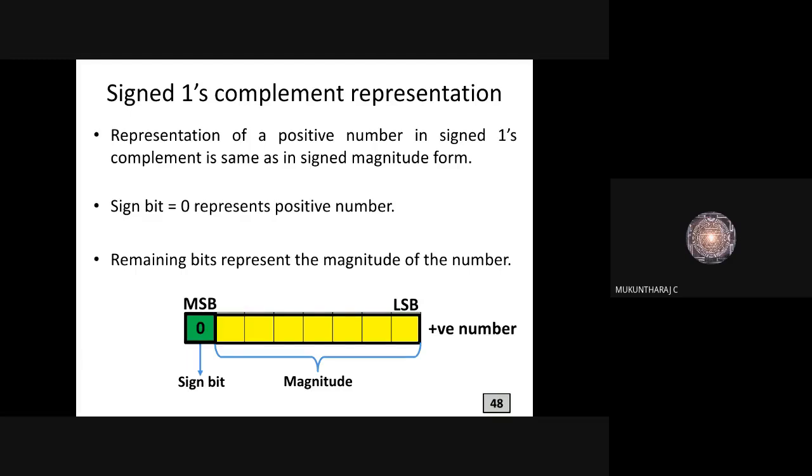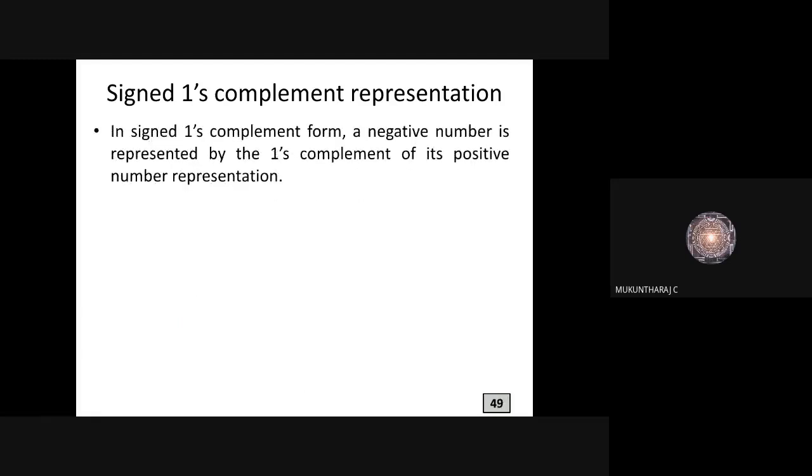In the case of signed ones complement representation, the positive number is as it is in sign magnitude, but the negative number differs. For negative numbers it will be different. Clear? It is applicable as it is in sign magnitude form only for positive numbers. Let us see how the negative number looks. In signed ones complement form, a negative number is represented by the ones complement of its positive number representation. For example, if we say -5, I find +5 and write it, then complement it, and that is -5. That's it.